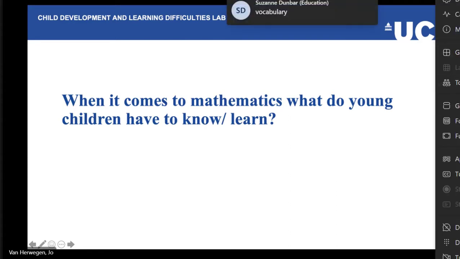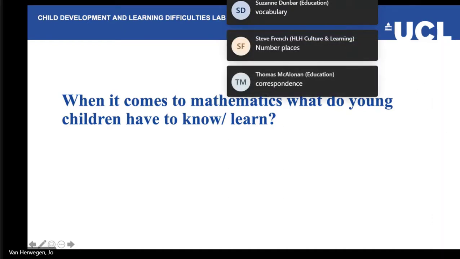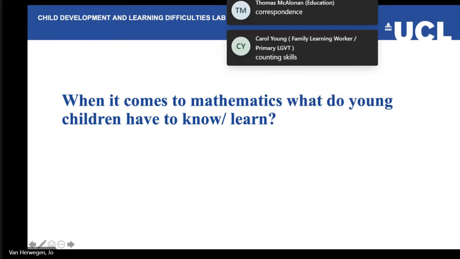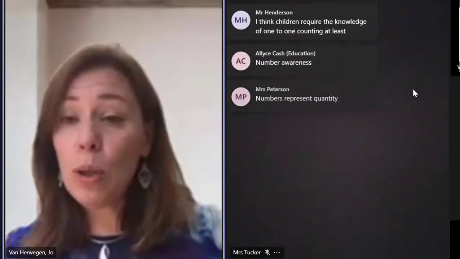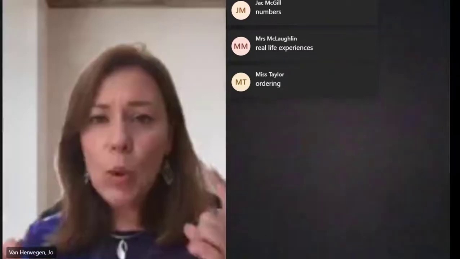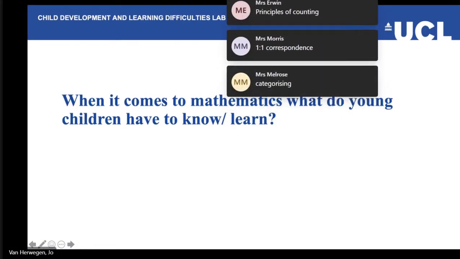Anyone wants to put anything in the chat? Vocabulary, thank you very much. Yes. Number spaces, correspondence, yes. Counting skills. Anything else? Number bonds, yes, absolutely. One-to-one correspondence is very important too. Oh, estimation, thank you for those. Yeah, principles of counting, categorizing, problem solving. I'm sure we can keep going.